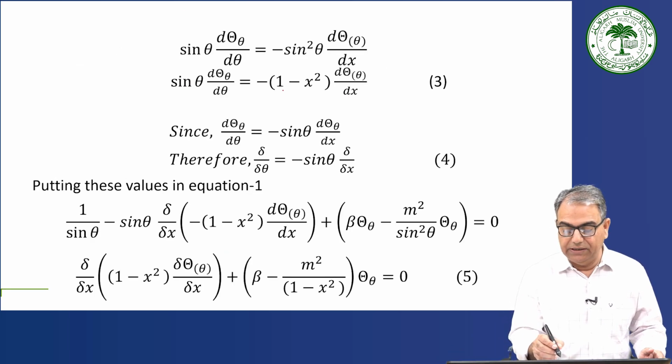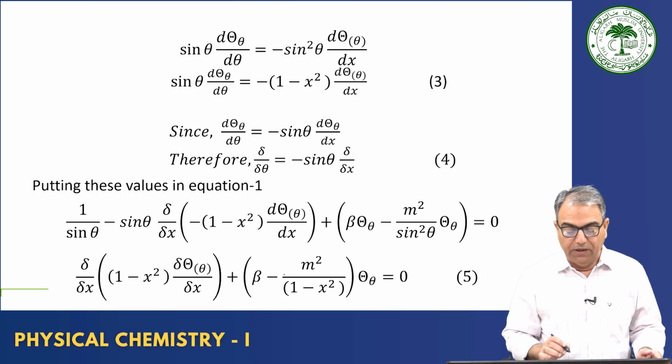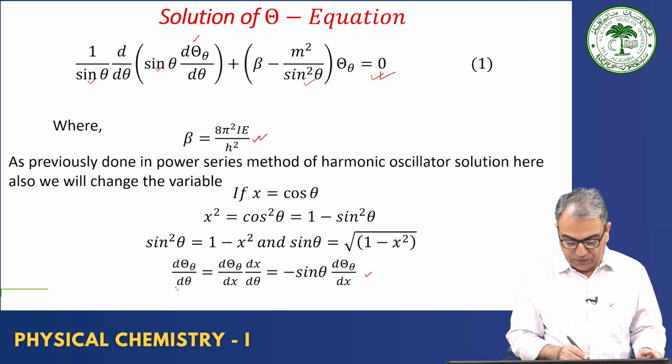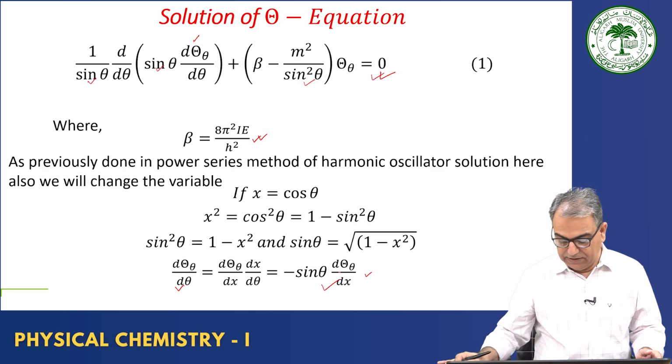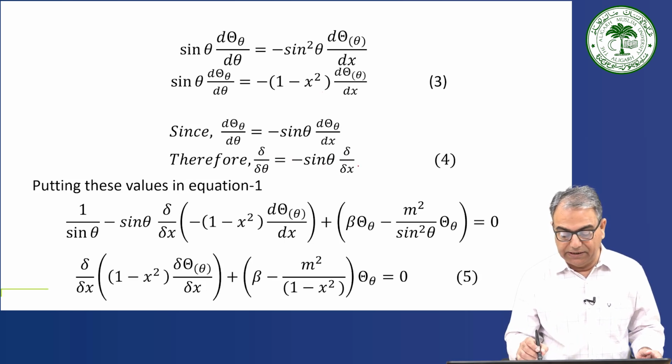So sin square theta is replaced by 1 minus x square, and then dΘ/dx remains as such. Since dΘ/dθ is minus sin theta dΘ/dx, as previously we did, this equation gives us that ∂/∂θ can be written as minus sin theta ∂/∂x. And if you write ∂/∂θ equal to minus sin theta ∂/∂x, see, the variables change.